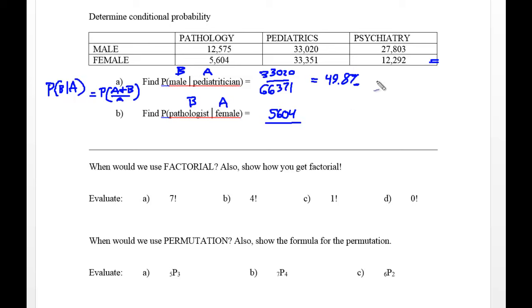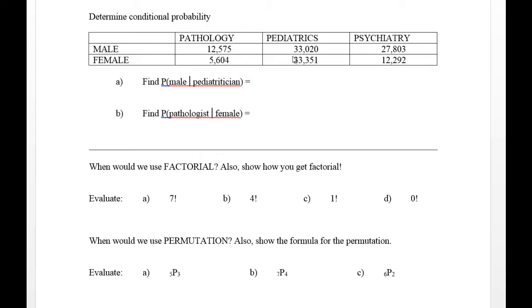And the total number, if we added up all of these three females in their fields, we would get an answer of 51,247. If we divide these two, we get an answer of 10.9%. So that's conditional probability, definitely a formula to memorize of B given A in that order. The A will always be your denominator, and this is in the book too if you wish to dive deeper into its reasoning there. But now we're going to talk about factorial, permutation, and combination.